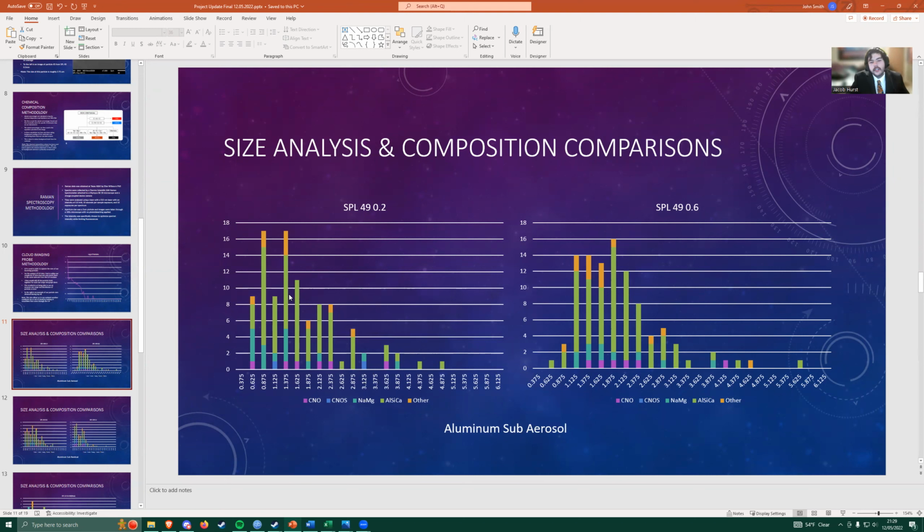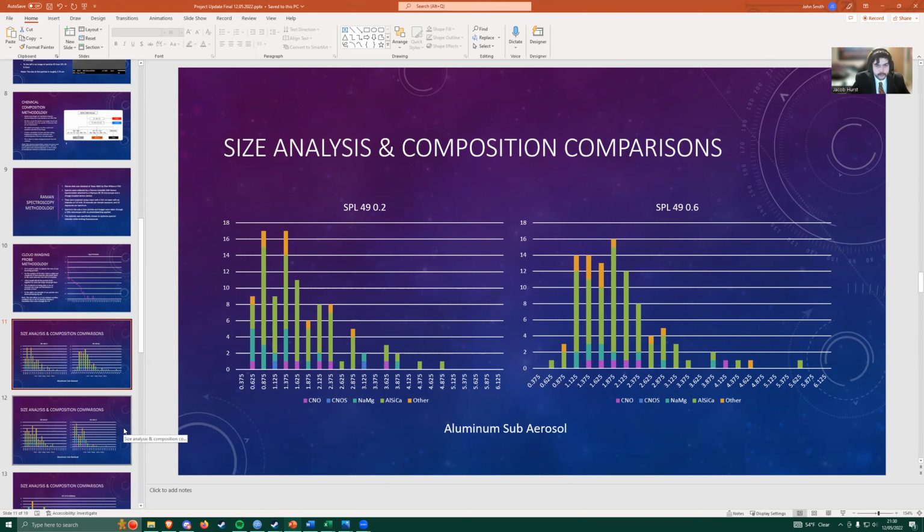Yeah, composition. So we can also see here that, as we would expect, there is a larger density of particles at a smaller range here than that of over here at 0.6. So the 0.6 nozzle is letting in larger particles than the 0.2, which is basically establishing that our nozzle changes in size is actually working.